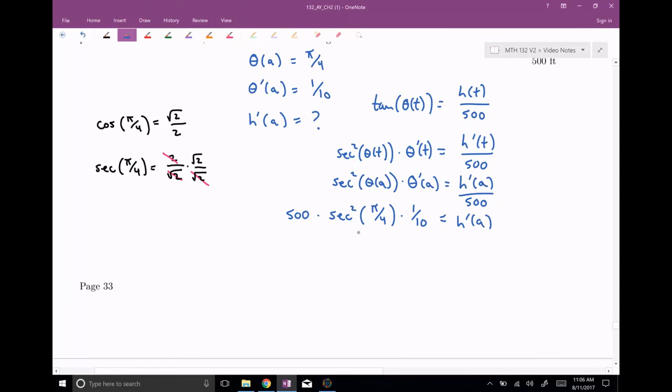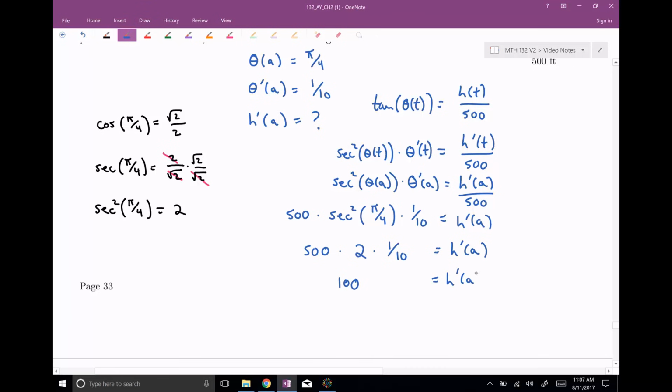Now notice I have secant squared. So if I square both sides, I'll get that secant squared of pi over 4 is equal to, if I square this side, just 2. So in this case, it all works out fairly nicely. Secant squared of pi over 4 is just 2. I still have this 500 out here and this 1/10 over here. This is how the height of the balloon is changing at this particular instant. 1/10 times 500 is 50, and 50 times 2 is 100.